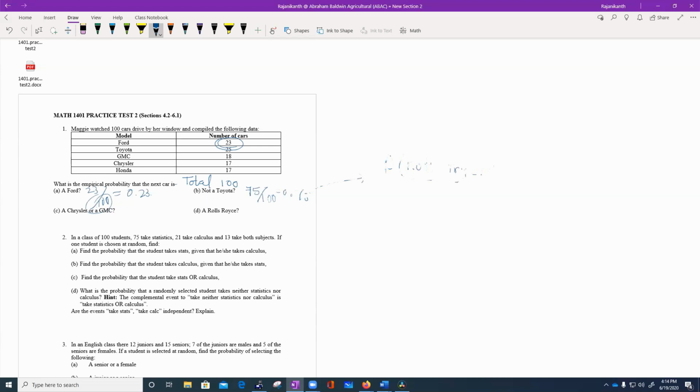If you assume this is your event E, then I could use the complement of E formula. Remember this formula? We learned P of E equals 1 minus P of E bar. E bar is the complement of the given event, right? So suppose your event E is not Toyota, then what is your event E bar? The complement of E is the negation of E. E says not Toyota. The negation of not Toyota is Toyota. So E bar is Toyota.